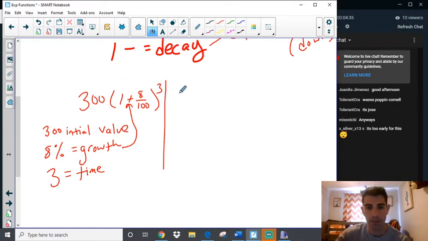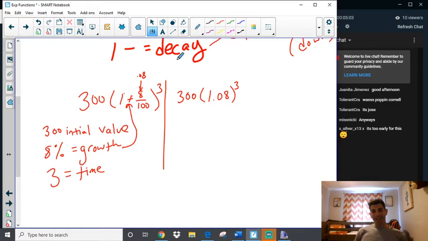How else could they give it to you? Same problem, 300, but what if they gave it to you like this? 300 times 1.08 to the 3. What I'll tell you is these two problems are exactly the same. 8 divided by 100 is 0.08. 1 plus 0.08 is 1.08. So literally the exact same questions, except I solved what was inside.